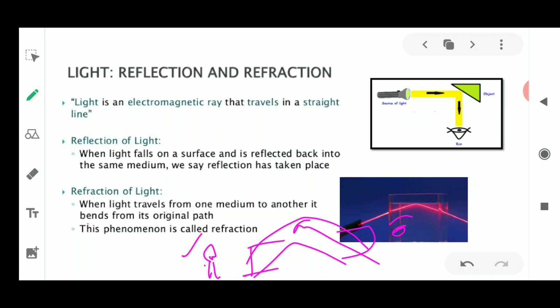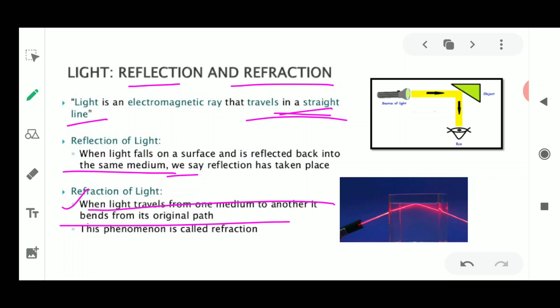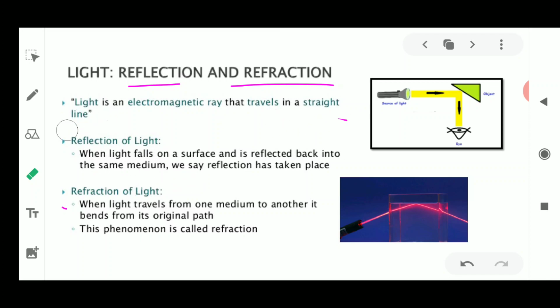If light traveled in a zigzag manner, it would have bent, and you would have been able to see the light after bending also. But that is not possible because light always travels in a straight line. So these were the 3 main characteristics of light: it shows reflection, it shows refraction, and it travels in a straight line. Reflection means bending of light in the same medium, and refraction means bending of light from its original path when the medium changes, when the density changes. We'll discuss these topics in detail in the further slides.